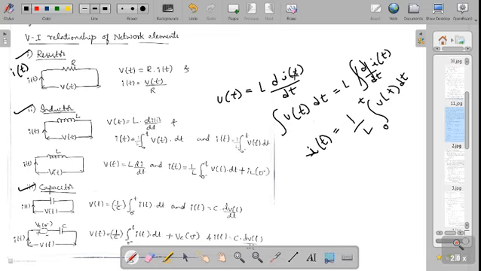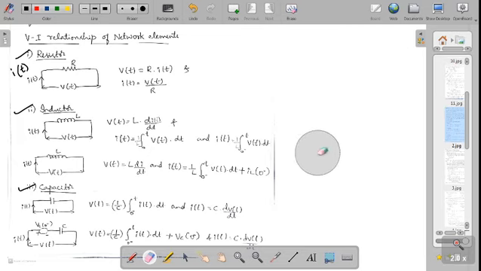V of t is equal to L into di of t by dt, and I of t is 1 by L into integration 0 to t of v of t into dt. You just need to remember these two things. For every element, you just need to know the voltage equation and current equation. So whenever it is an inductor, it is L into di of t by dt, that is, differentiation of current with respect to time, and I of t is 1 by L into integration of 0 to t of v of t into dt. So you came to know regarding this inductor.